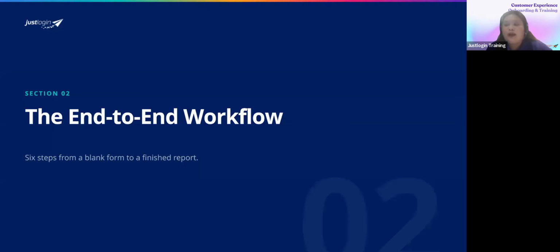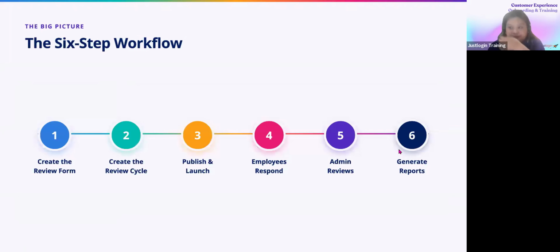Section 2, the end-to-end workflow. This is the 6 steps from a blank form to a finished report. So this is the 6-step workflow. We've simplified all the steps because we need to have a concrete flow. How are you going to manage? How are you going to use the appraisal module? So in these 6 steps, we will explain each step and we will explore what are the things that we can do, what are the things that we should consider in doing each step.